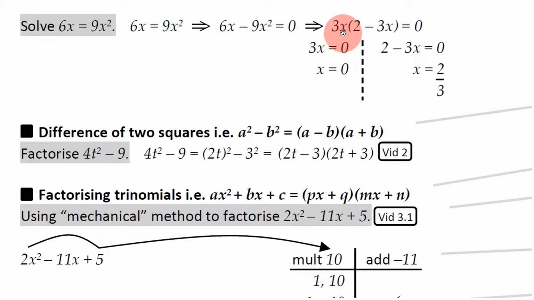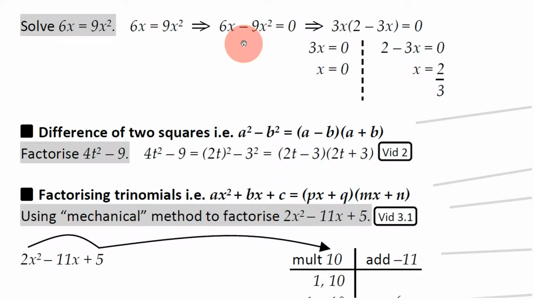And then you have to ask yourself, 3x times what makes minus 9x squared? So 3 times what makes minus 9? You say 3 times minus 3. And then x times what makes x squared? x times x. So you basically factorize it like that.